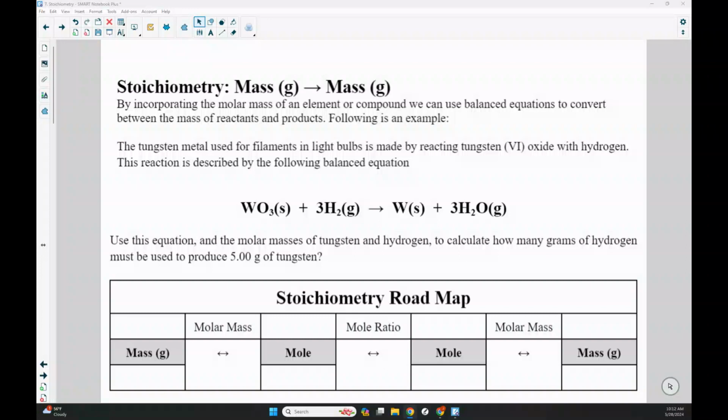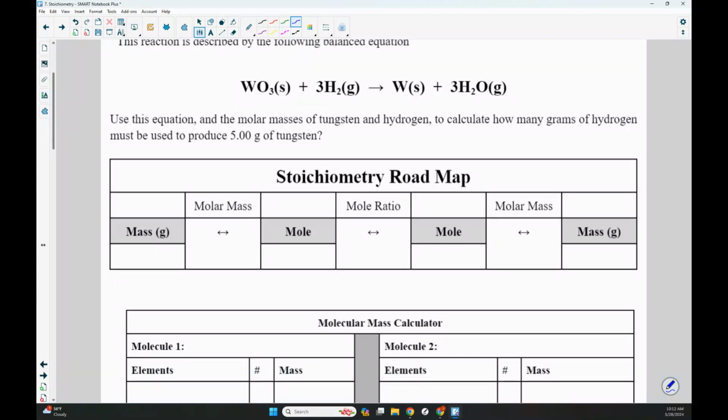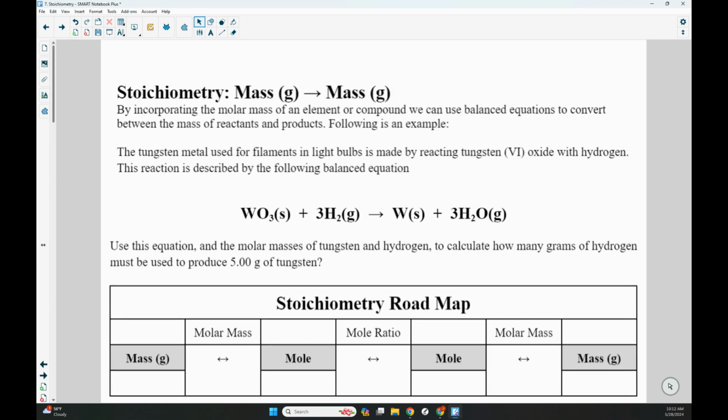Today we're going to learn how to convert from mass in grams of one molecule to mass in grams of another, which in some ways is simpler than the last thing we learned, because in our stoichiometry roadmap, we're going to be going from one side of the map all the way over to the other. So we don't really have to figure out where to start per se. We're just going all the way from the left to the far right. So let me walk you through the first example in the booklet.